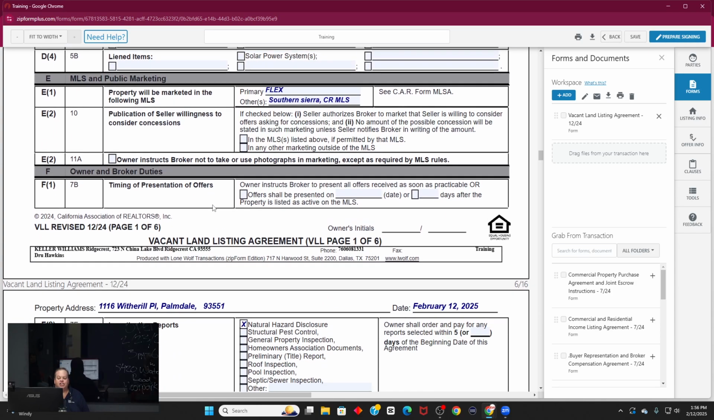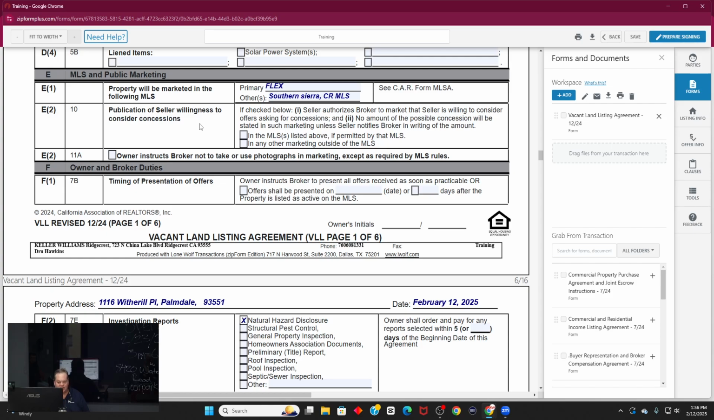And then the publication of seller's willingness to consider concessions. So this is where if checked below, the seller authorizes the broker to market that the seller is willing to consider offers asking for concessions. No amount of the possible concessions will be stated in such marketing unless the seller notifies the broker in writing of the amount. So if the seller is willing to consider concessions, what are some concessions? Closing costs, closing credit. Closing costs, recurring and non-recurring. What else might be a concession that the buyer may ask for?